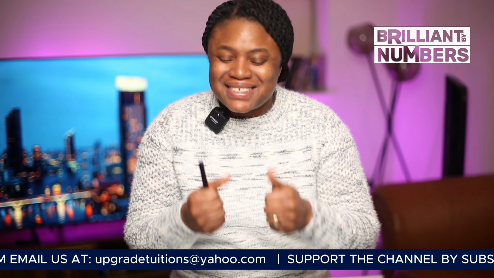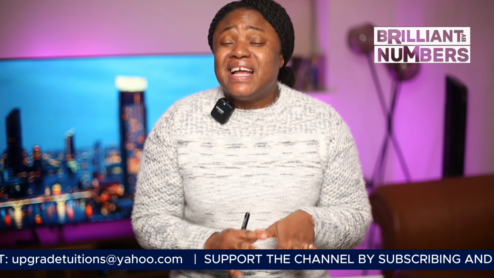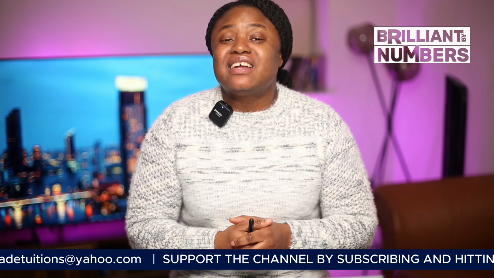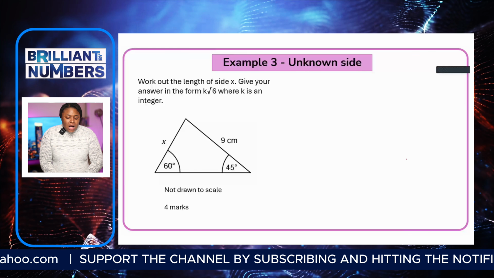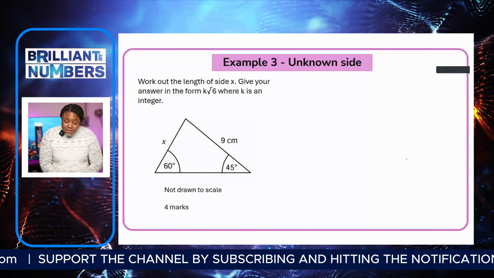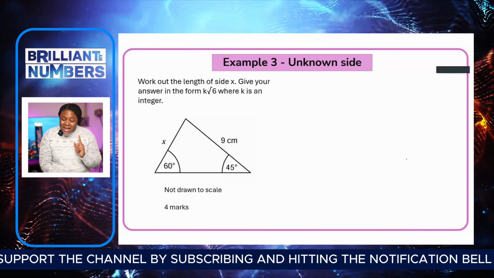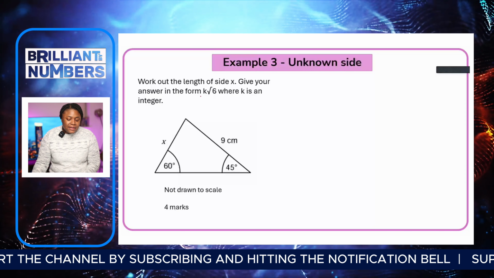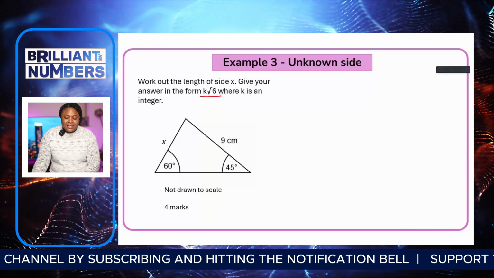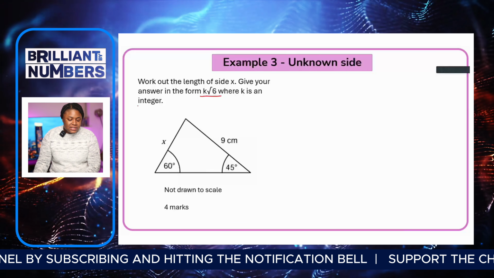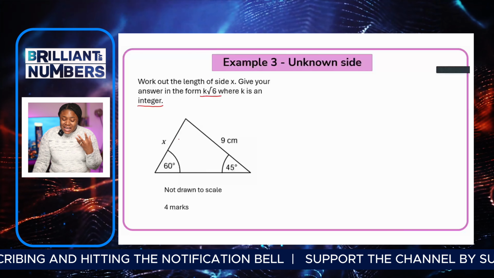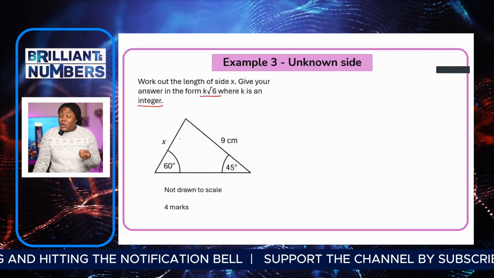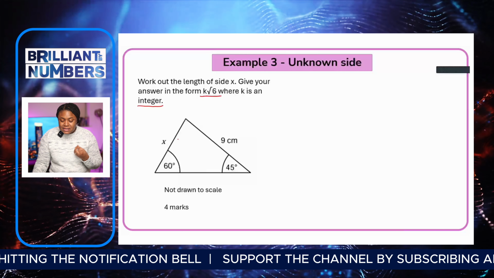Absolutely brilliant. So now we're going to do our final example on finding the lengths using the sine rule. So in this question, we're asked to work out the length of x, but this time give your answer in the form, so let's underline that, k root 6, where k is an integer. Beautiful. So that means we cannot use our calculator. We're going to draw on our knowledge of simplifying surds.